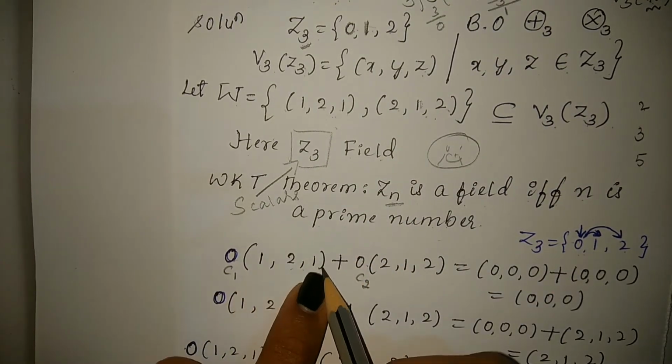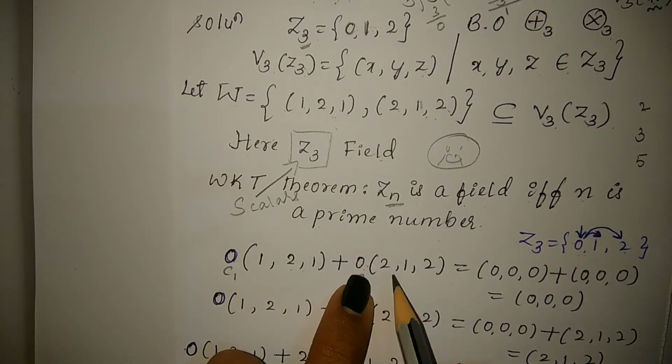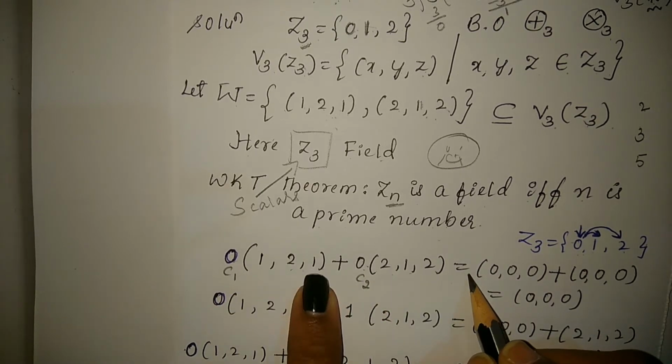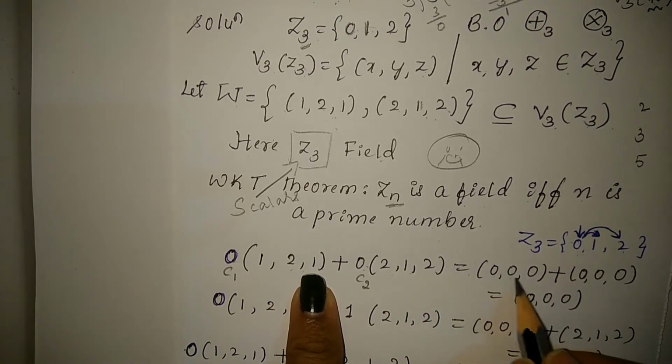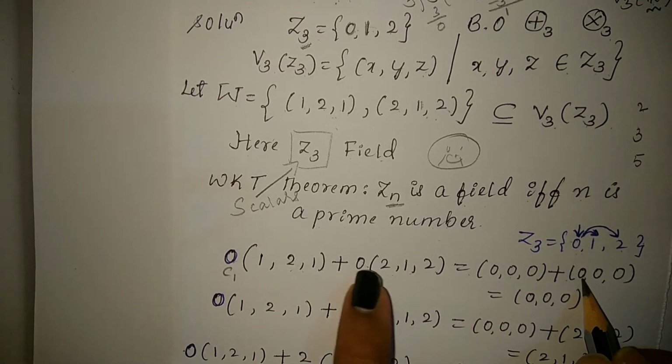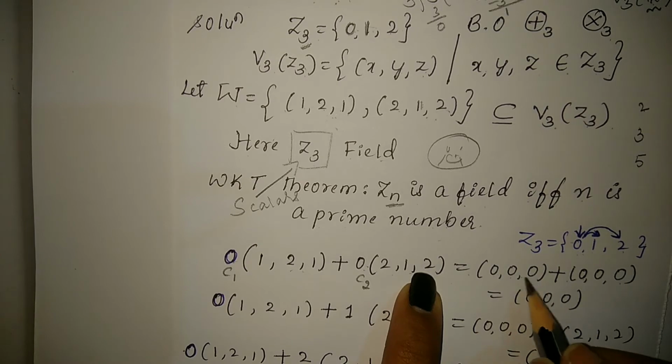0 into (1, 2, 1) plus 0 into (2, 1, 2). That is the linear combination, which is equal to what? 0 into anything is 0. Therefore (0, 0, 0) plus (0 into 2, 0 into 1, 0 into 2), which is (0, 0, 0). So adding these, we again get the triplet (0, 0, 0).